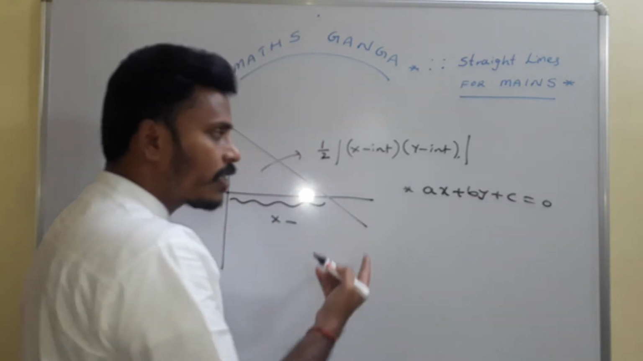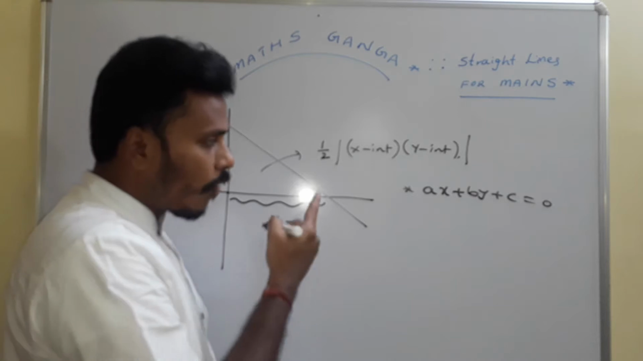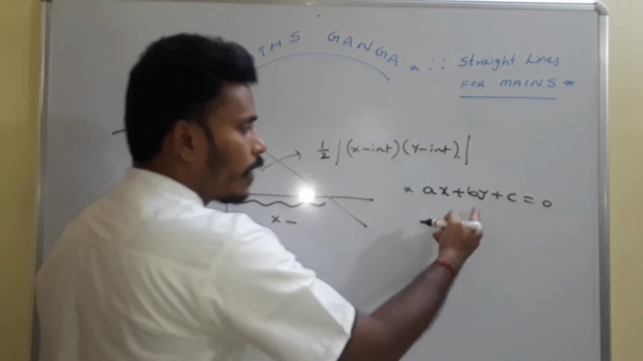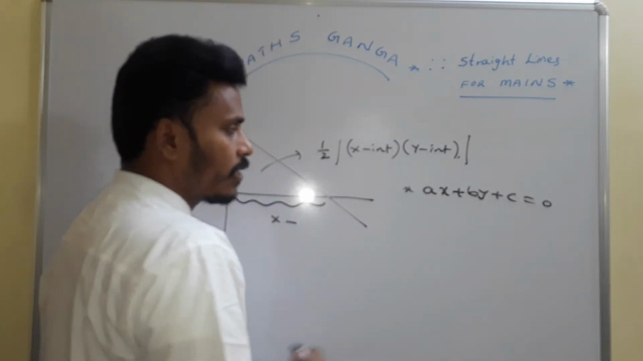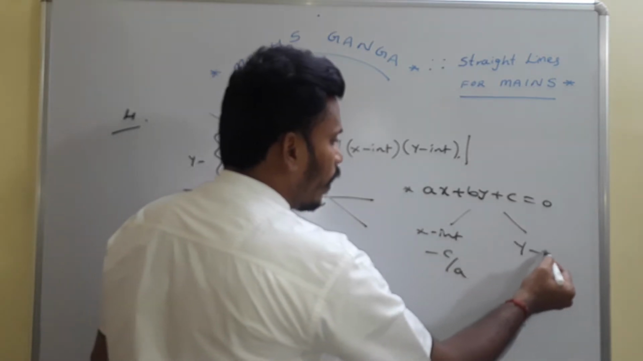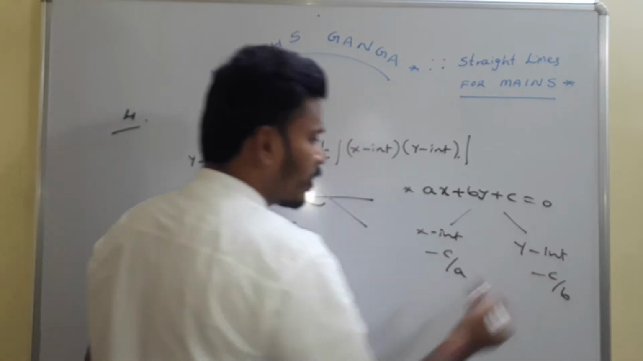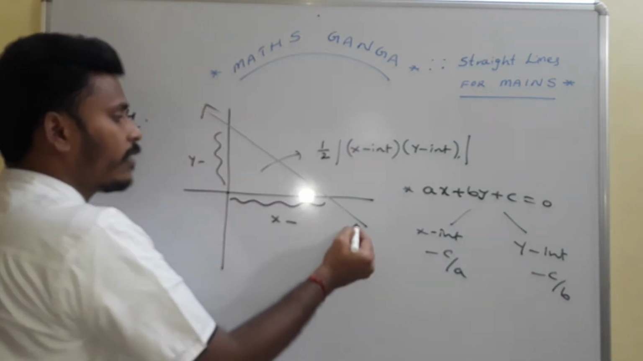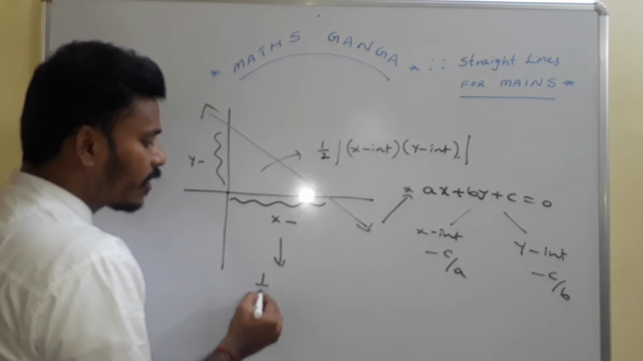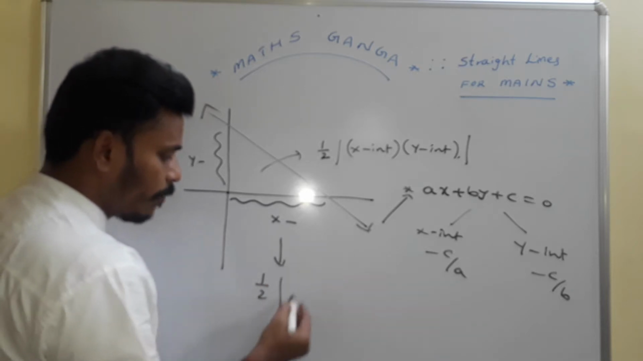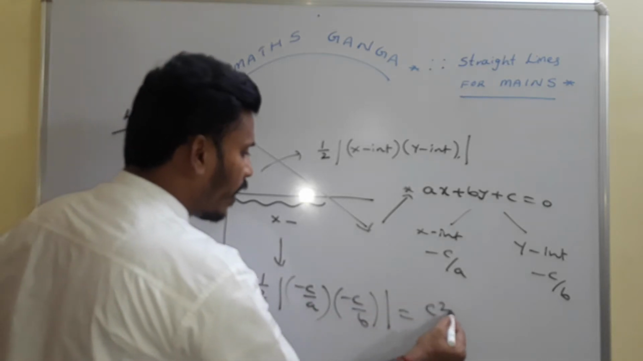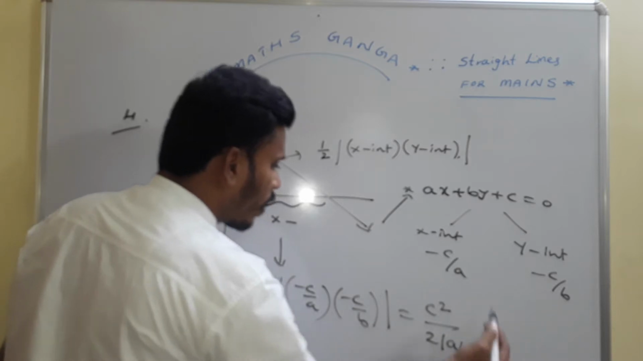Suppose you have a line of the form ax plus by plus c equals to 0. What is its x intercept and y intercept? To find the x intercept, you just replace y with 0. On the x axis, the y value is 0. If you replace y with 0, then you will get x as minus c by a. So for this, the x intercept is minus c by a, whereas the y intercept is minus c by b. So if this line is ax plus by plus c equals to 0, then the area of the triangle is half mod of x intercept, minus c by a, into y intercept, minus c by b, and on calculation you have it as c square divided by 2 mod ab.